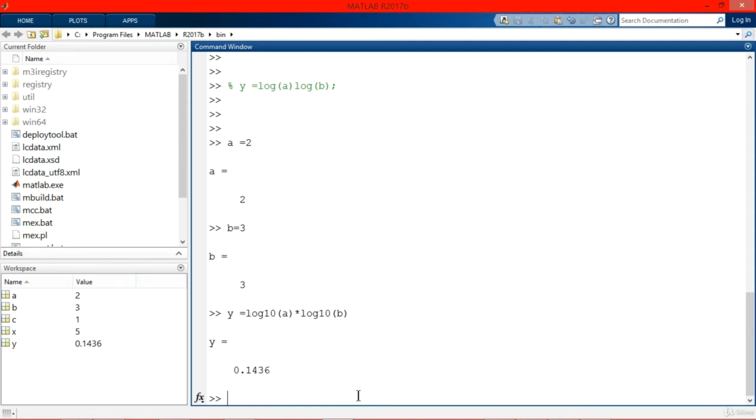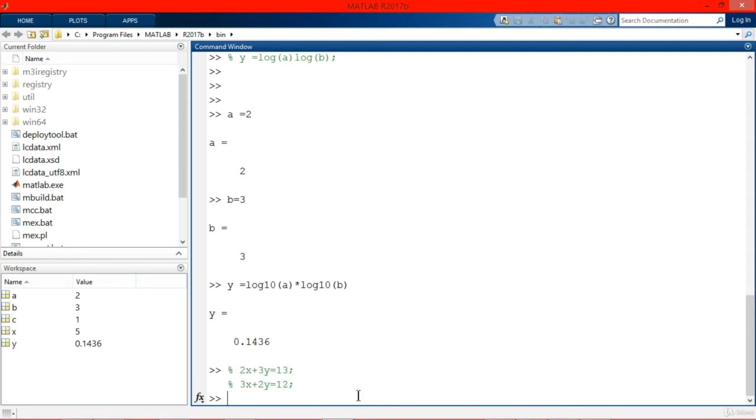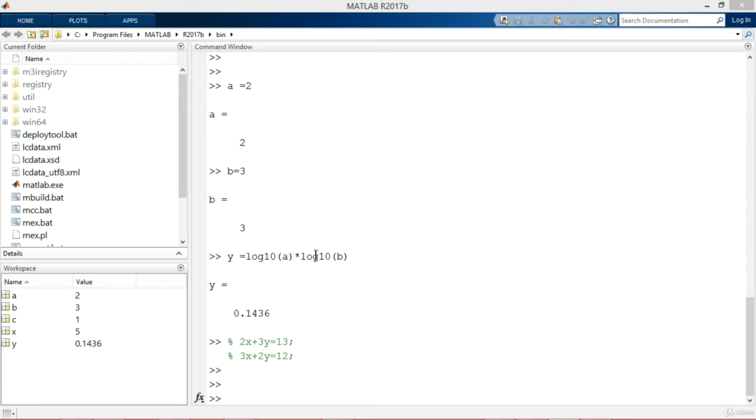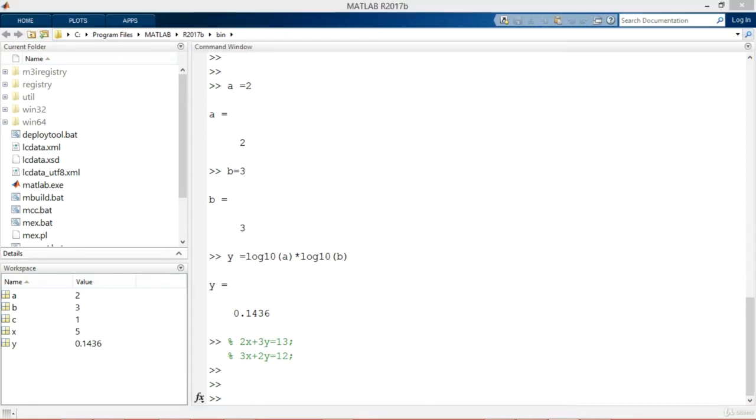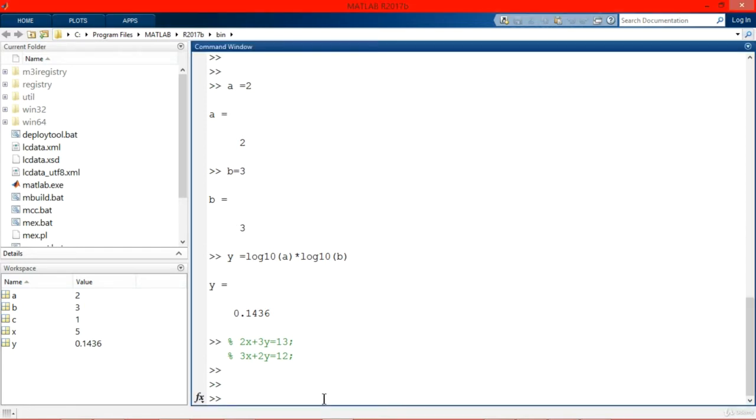So we are solving simple mathematical equations like this. And to solve this type of equation, MATLAB has two functions, linsolve and solve function. So let's start with the linsolve function.